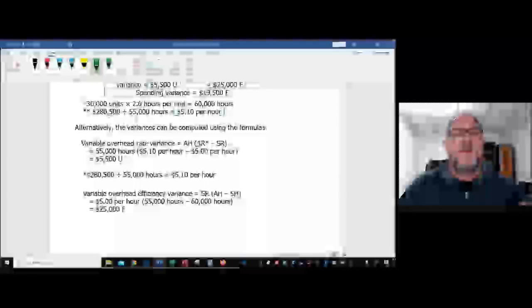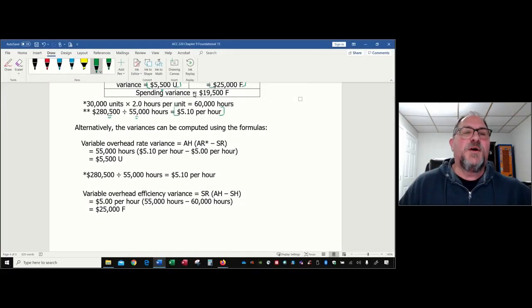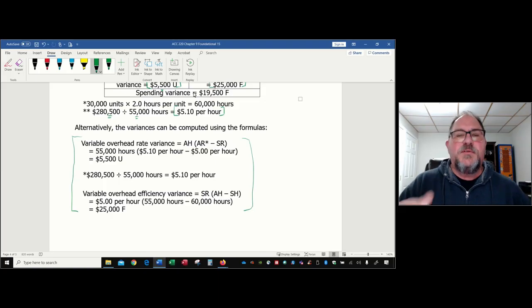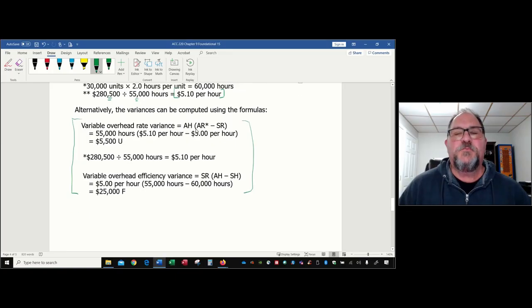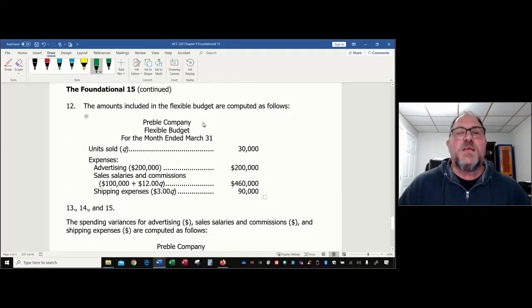Okay? Again, if you want, by all means, for those of you whippersnappers out there that don't need it, maybe I need that because I'm an old man, but there's another way to do it right here. Both work out fine. Up to you. Okay? Now, the last item here is they want to do a flexible budget. So they said, well, we got 30,000 units sold. Our advertising is $200,000. Our salaries, remember, the $100,000 was fixed.